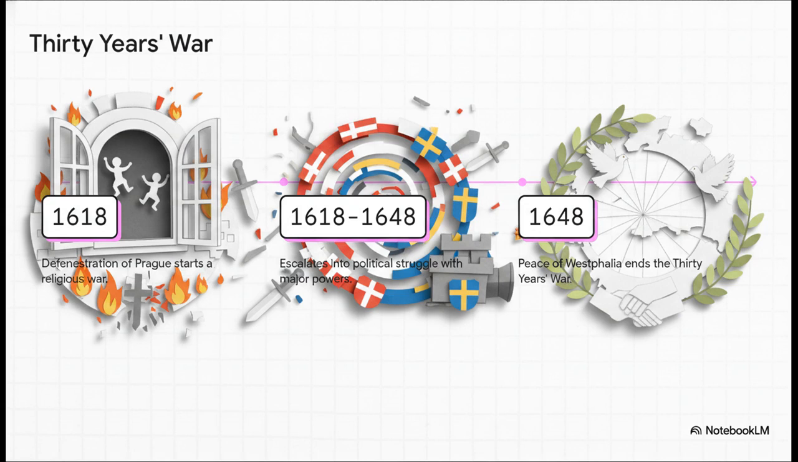The absolute climax of all this misery was the 30 Years' War. It kicks off in 1618 with the famous defenestration of Prague, which, yes, literally involved throwing government officials out of a window. It started out as a religious conflict between Catholics and Protestants, but it rapidly mutated. By the 1620s and 30s, it escalated into this massive continental political showdown that dragged in major powers like Denmark, Sweden, and France. It was just a brutal, devastating grind that didn't end until 1648.